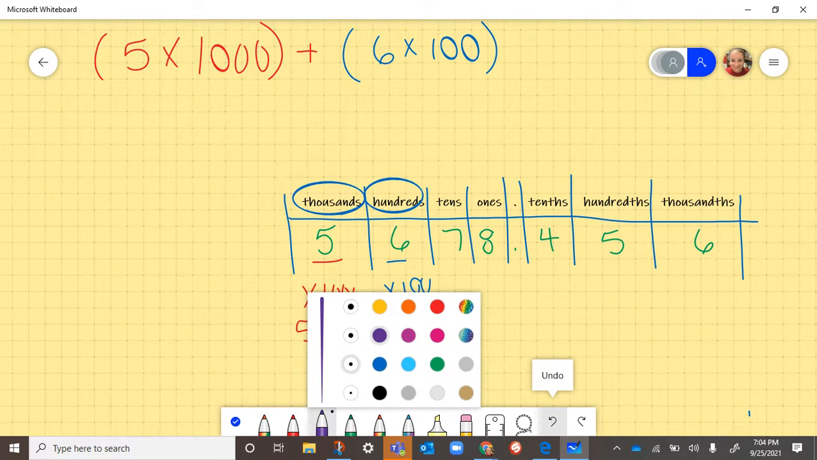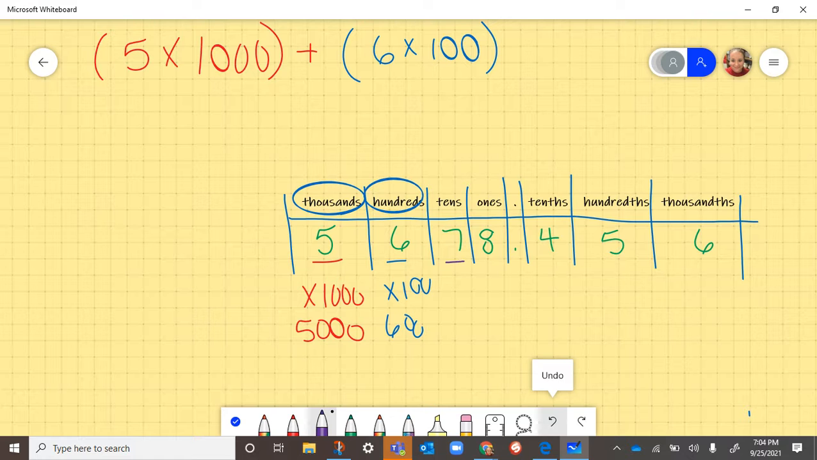Then I'm going to go to my next number. I've got a 7. So I'm going to put plus, I'm going to open my parentheses, put my 7, and okay, this one is in the tens place, so I'm going to multiply it by 10. So 7 times 10, close my parentheses, put my plus sign. So notice the digit 5 is the first number. Then the 1,000 comes from because it's in the thousands place. The next number 6 is the first thing that I write, and then I'm saying times 100 because it's in the hundreds place.